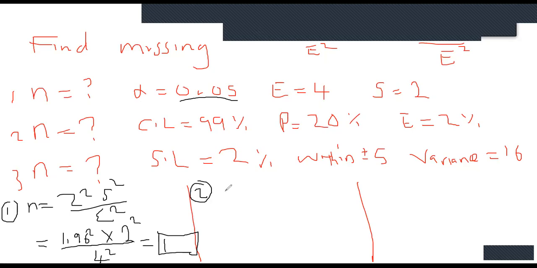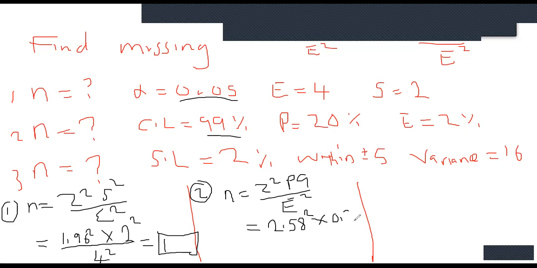So part two, N is what? Formula two, Z squared PQ over error. We're using formula two because we're using a proportion there. So what is our Z? 2.58. And what is our P? 0.2. And what is our Q? 0.8. Because if this is 20%, the remainder is 80%. Then our error is in percentage, 2%. So we're going to put 0.2 squared. Don't forget to square it.